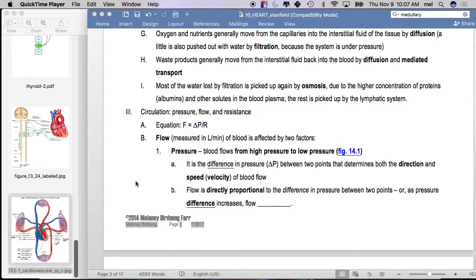Okay, so you're always losing fluid into the interstitial fluid, and then you pick most of it back up by osmosis, and whatever you don't pick back up by osmosis, you pick up into the lymphatic system. And this simply means that you actually have a turnover of interstitial fluid, right? Pushing it out by filtration, pulling it back up by osmosis, pushing it out by filtration, pulling it back up by osmosis, okay? So you do have turnover of interstitial fluid.